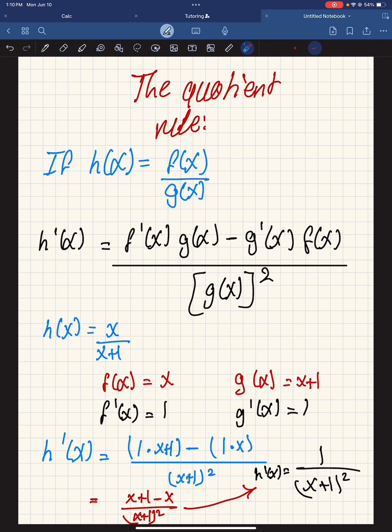So the quotient rule states that if you have a function h of x, and it's f of x divided by g of x, then the derivative of h of x, h prime x, is going to be f prime x g x minus g prime x f x over g x squared. So let's take this function as an example where h of x is x over x plus 1.